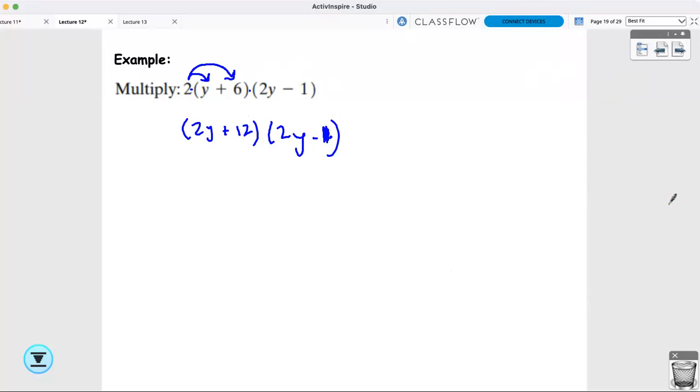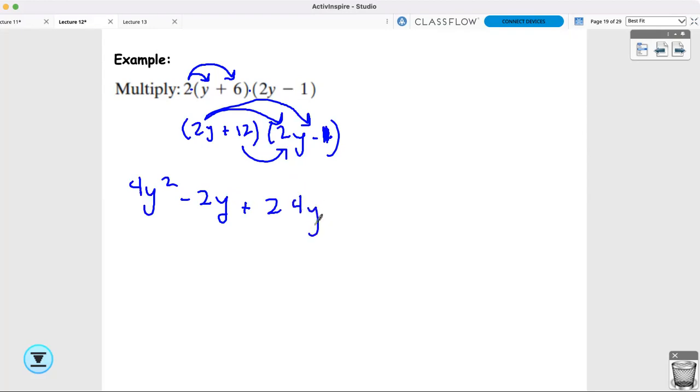So now we know how to multiply those parentheses because it's like FOIL, or like the arrow. So it'll be 2y times 2y, which is 4y squared. 2y times minus 1, which is minus 2y. Then it's 12 times 2y, which is 24y. And then it's 12 times minus 1, which is negative 12.